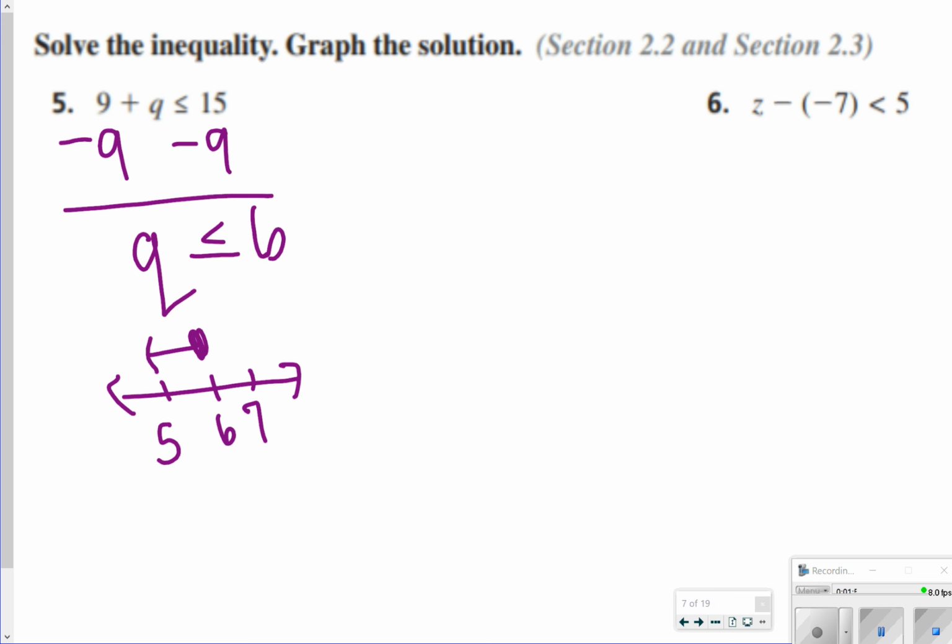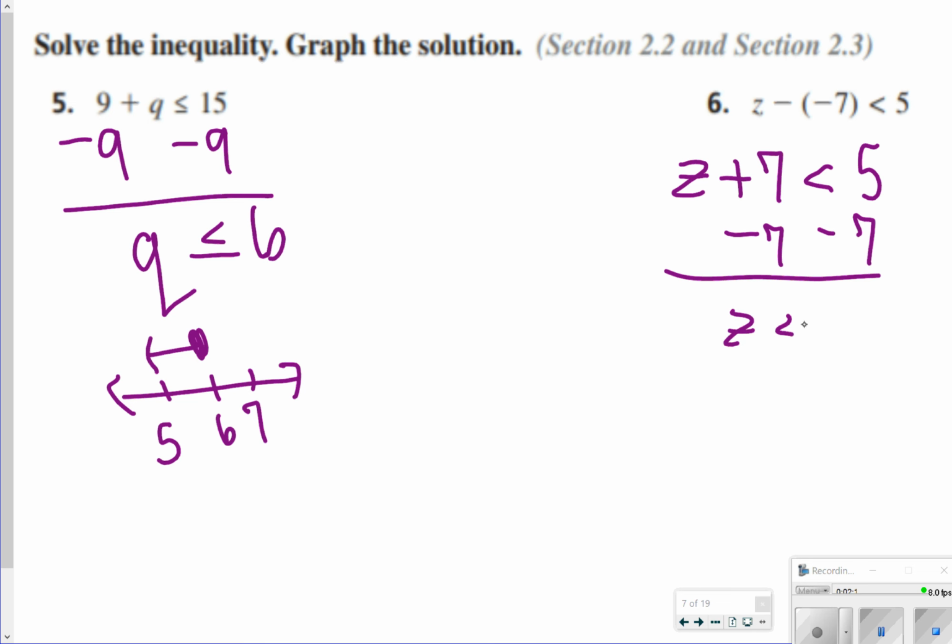For number 6, we came upon this question in homework. Z minus negative 7 actually translates to z plus positive 7. Remember, if we're subtracting, we're adding the opposite, or two negatives together make a positive. So you really should have z plus 7, and then once you solve that, you're going to get z is less than negative 2. So on your number line, negative 3, negative 2, negative 1, that is an open circle pointing left.